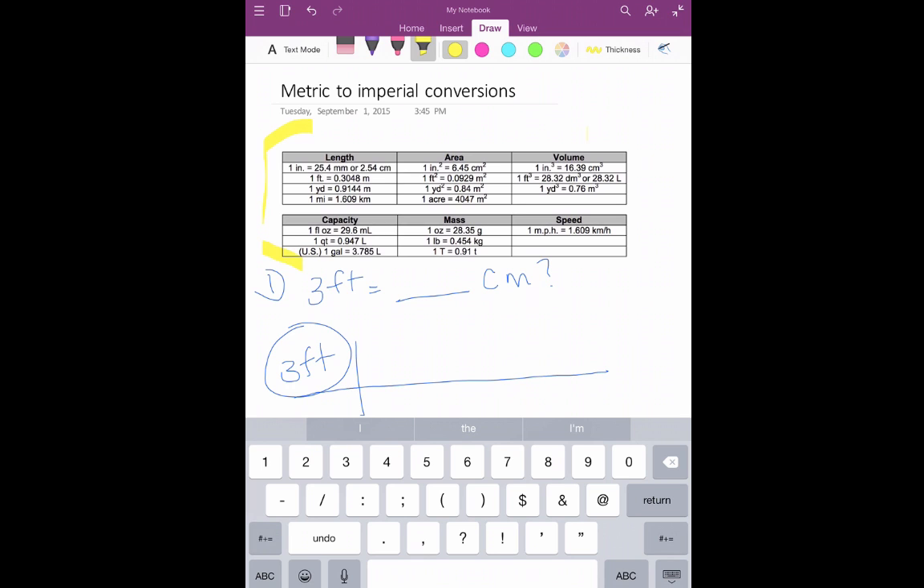This chart right here is going to be our reference chart. We're going to refer back to this a lot. There's no need for you to memorize this chart. You'll go ahead and get this chart every time we have a test.